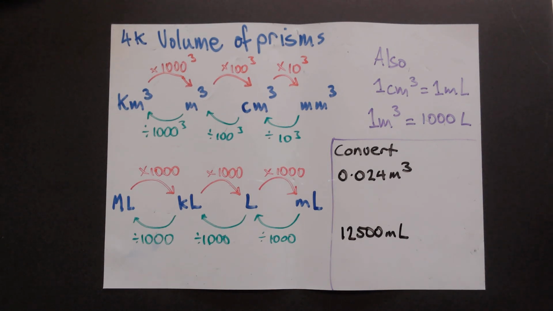Okay, batch, here we go. We're going to have a look at section 4K, which is volume of prisms. Again, hopefully this stuff is pretty intuitive because it is a revision of what we've learnt previously.